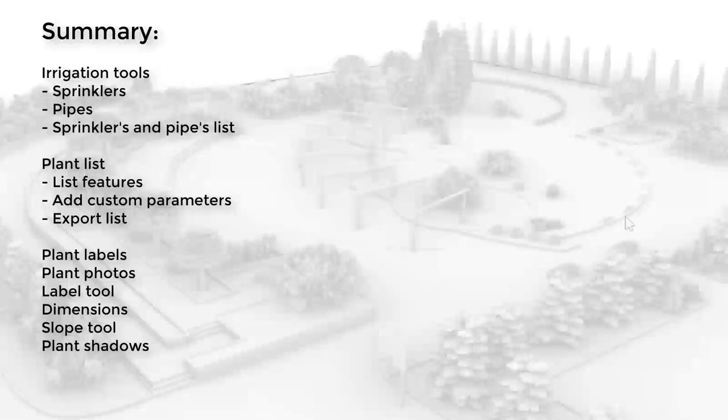We will see the list features, how to add custom parameters to it, or how to export it. Then we will see some other documentation tools to insert plant labels, plant photos, single labels, dimensions linked to plants or other objects, the slope tool, and finally show the plant shadows in 2D drawings.